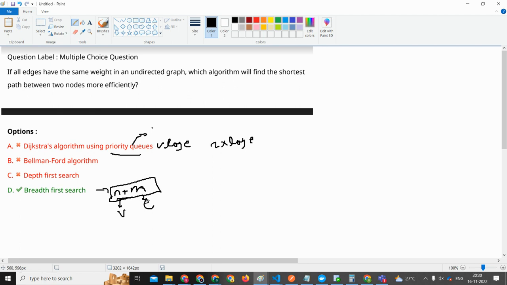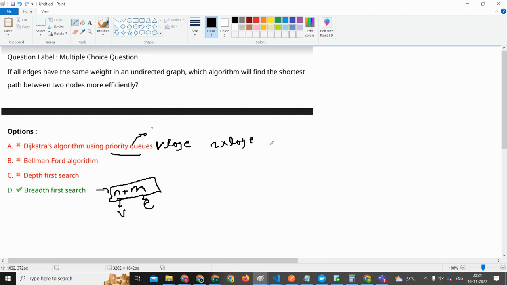But see, the thing is, this is the number of vertices, and this is the number of edges. We have a relationship: if you have this much number of vertices, then you should have this much number of edges. You cannot have more than that. There is an upper bound for that also. Yeah, n into n minus 1 by 2, right? Which is n square.